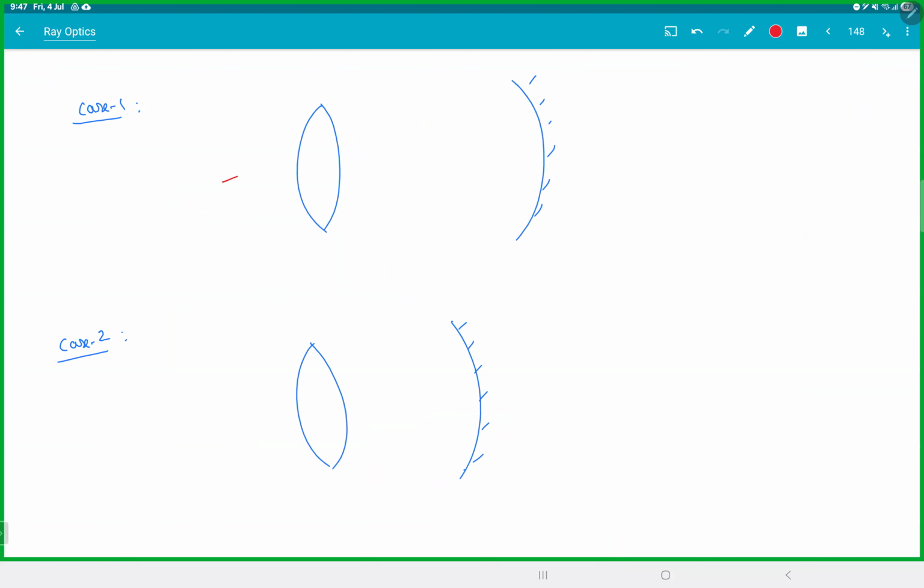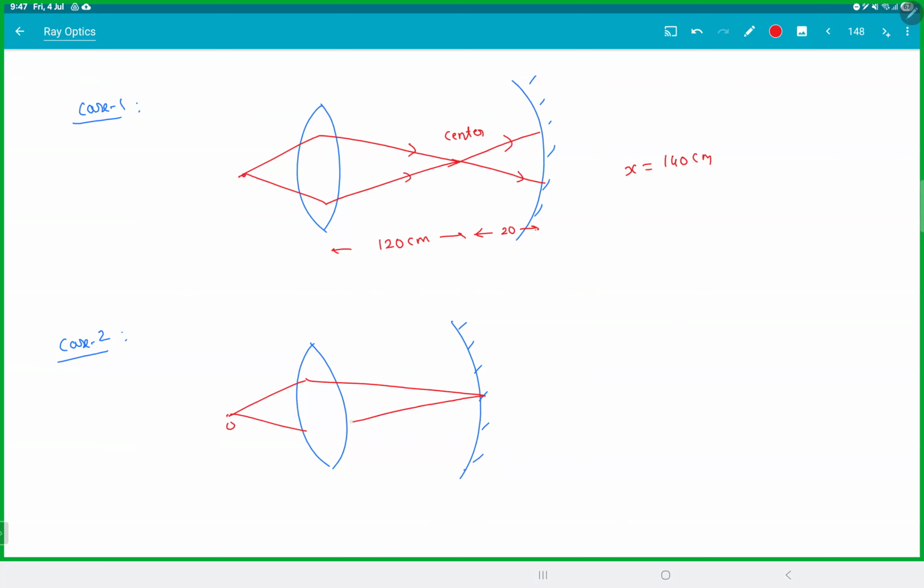Case 1, this should be the center. This is 120 and this is 20. Radius of curvature is 20 centimeters. So x is 140 centimeters. Or the ray will meet at the pole. Got this?